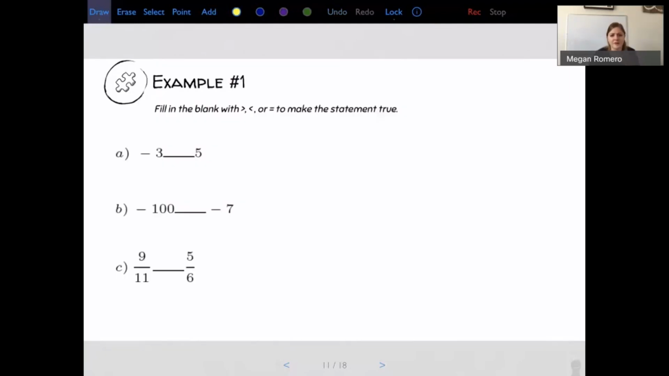Fill in the blank with the appropriate symbol, greater than, less than, or equals, to make the statement true. So what I typically do with this is I like to determine which one's bigger and make sure that the mouth or the big part of the inequality is facing the bigger number.